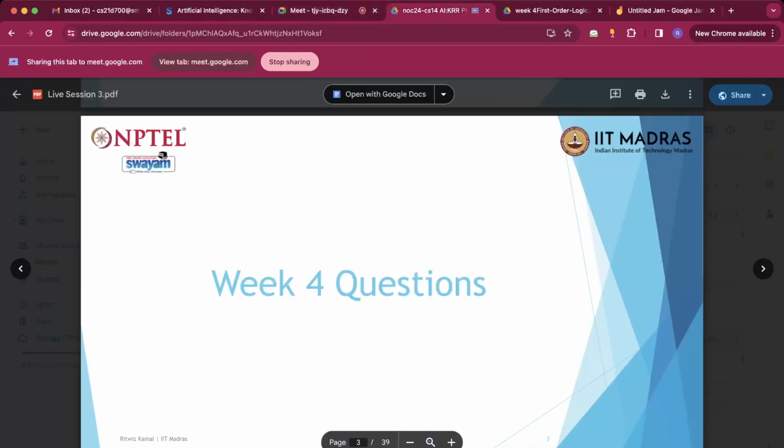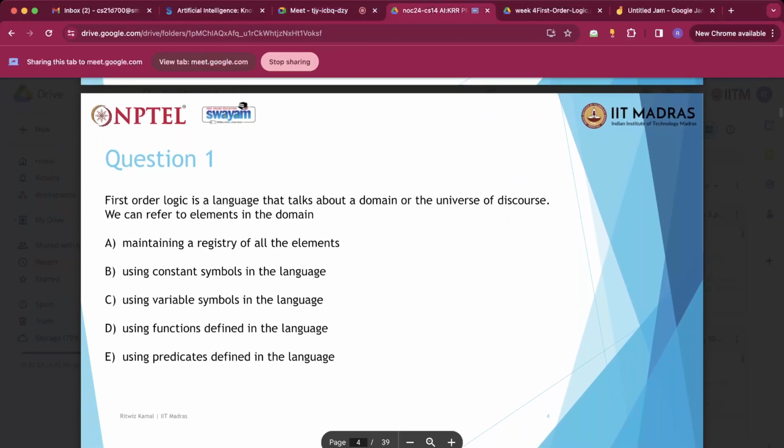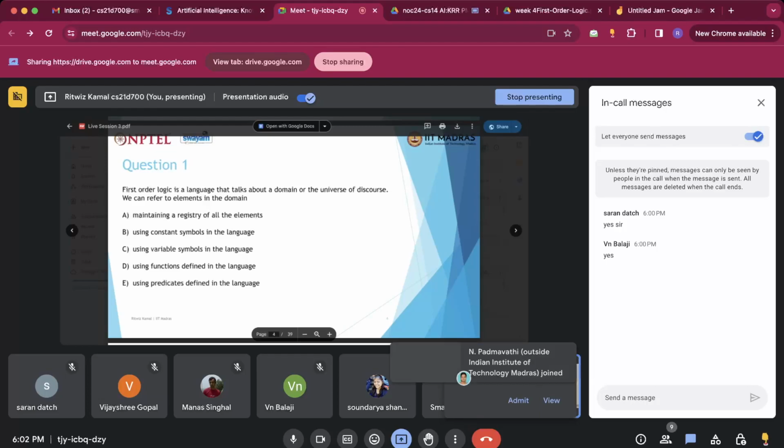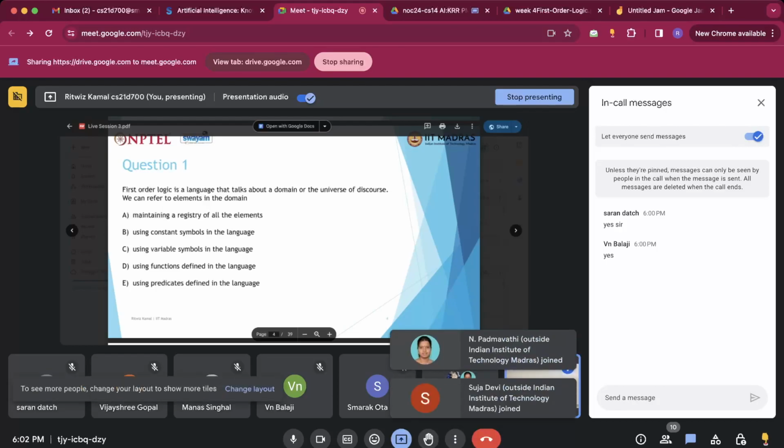So as I said, we will be discussing some questions from first order logic. These will be a mixture of the kind of questions we have seen till now. Some of them will be recall based questions, some of them will be slightly conceptual questions, and some of them might require you to work out some things and try to answer the question, right? So yeah, this is the first question in front of you.